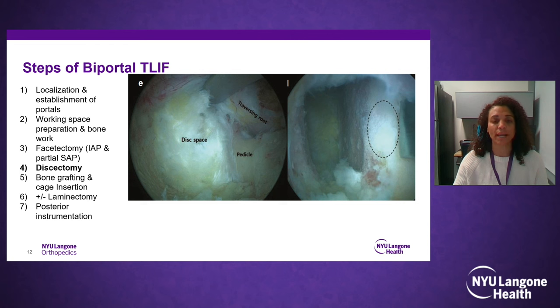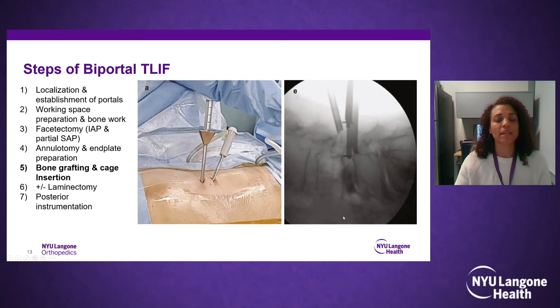After that, you want to do your annulotomy and discectomy, so you want to do your disc prep. So you can see here in image E, there's your disc base, and then image I here, you can see a very nicely prepped disc base. Your annulus is in front there, or your ALL is in front, and very, very clean disc base. And then after this, you want to do your bone grafting and cage insertion.